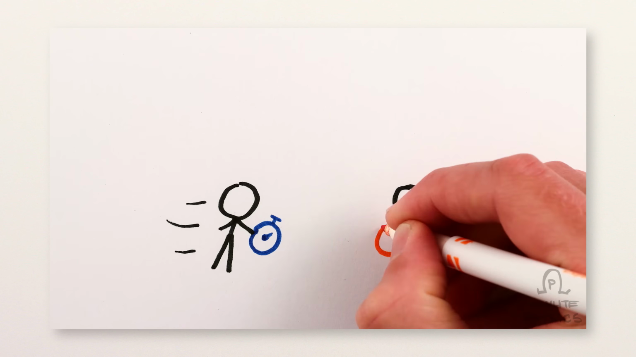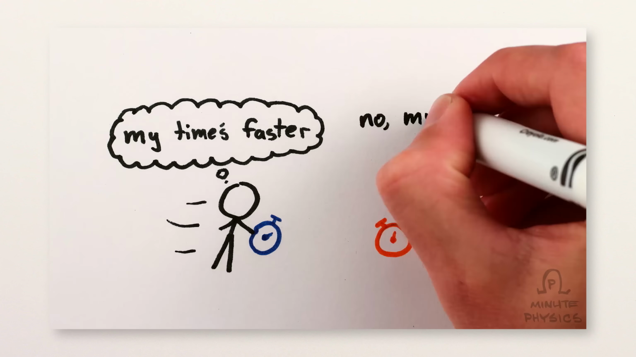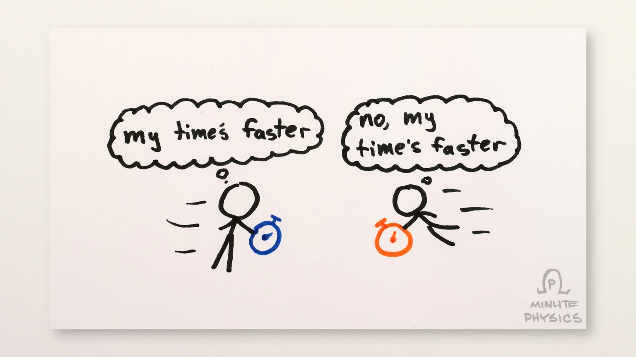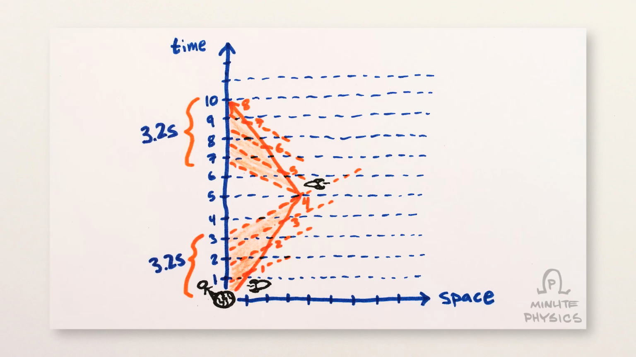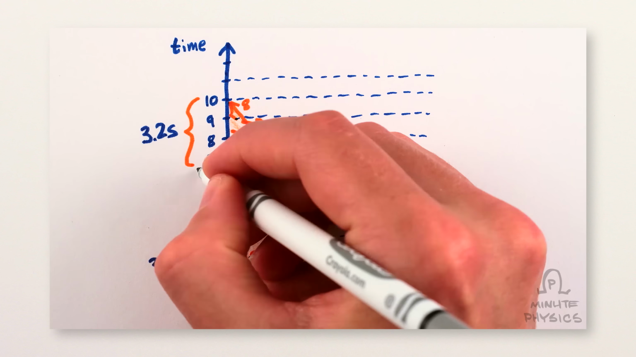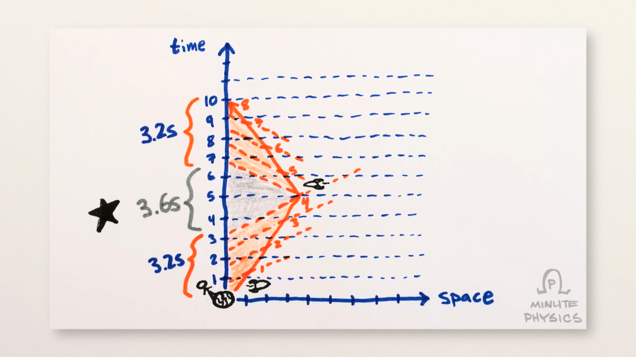If you're interested in a little more insight into how each person can view time as passing more slowly for the other and how that makes sense, and I promise it does, I have another pair of videos diving into more detail on the twins paradox that I highly recommend you check out.